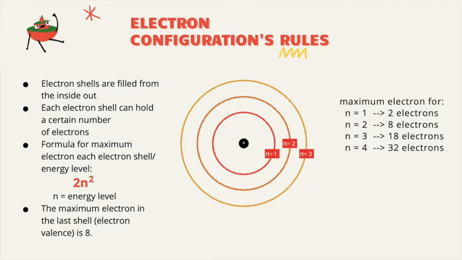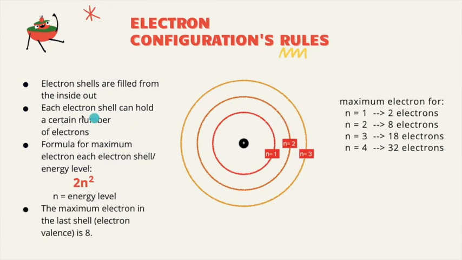The first rule is that electron shells, kulitnya elektron, are filled from the inside out. So the electrons fill the shell nearest to the nucleus first, and then go out to the second shell, third shell, fourth shell, and so on. So electrons will be filled from the first shell toward the outside.